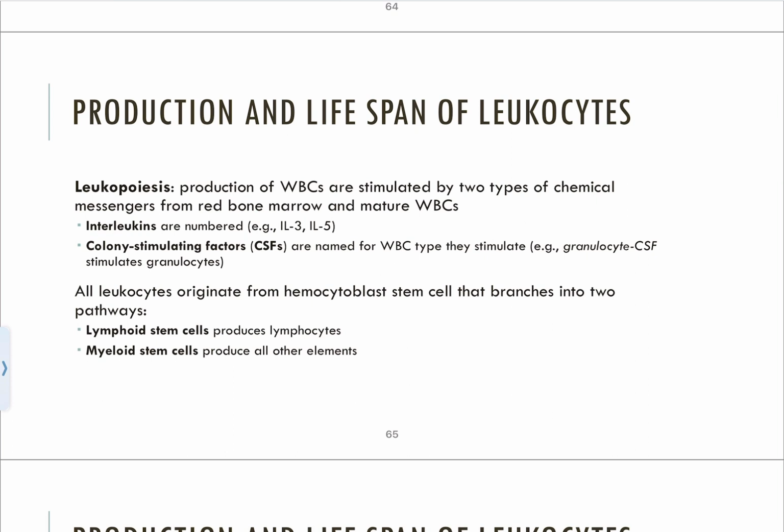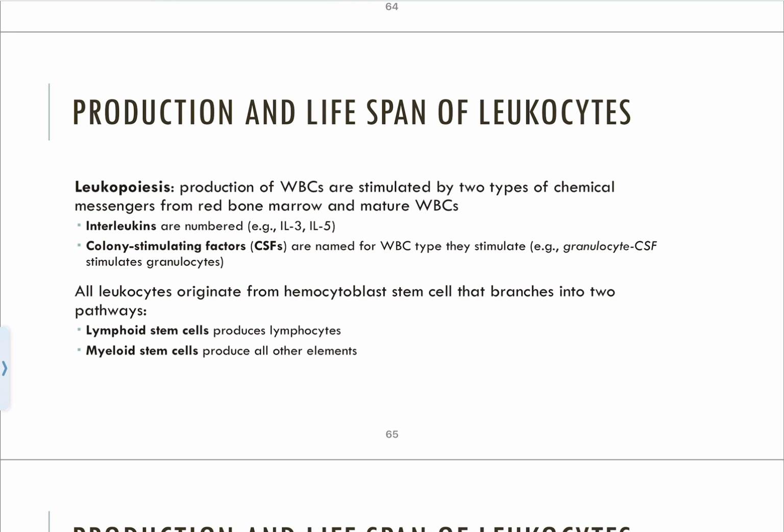So our chemical messengers can either be interleukins, and typically these are numbered like IL-3, IL-5, things like that. But most are going to actually be CSFs, or what we call colony stimulating factors. And they're going to be named for whatever leukocyte population they actually stimulate. So for example, granulocyte CSF or G-CSF, something like that.